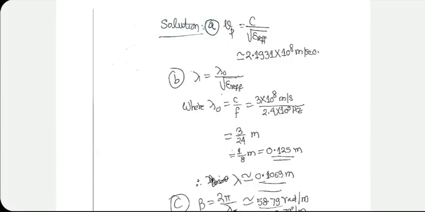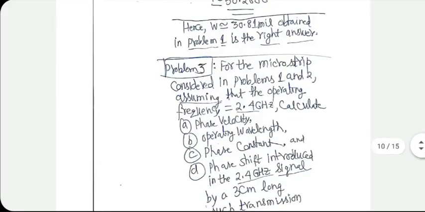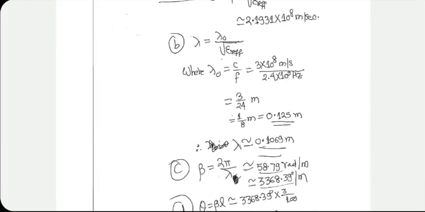Lambda is, you can do this way, lambda naught, which is C divided by F, which for a 2.4 gigahertz signal turns out to be 0.125 meter. And then you put it in the formula, you get actual lambda of the signal inside the microstrip, 0.1069.